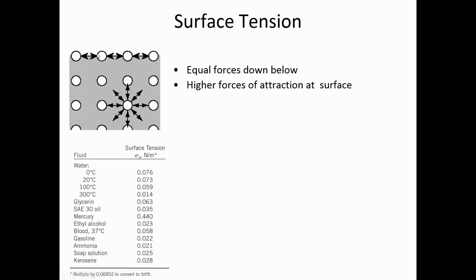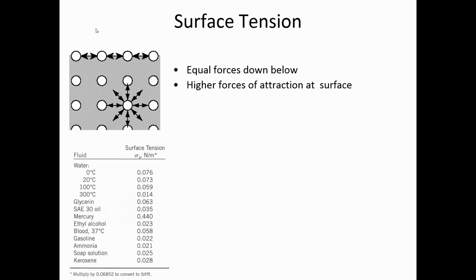But at the top, there's nothing above those water molecules for it to express its bond with. And so the bond it has with the molecules on either side, front and back, is relatively larger than the ones that are below the surface. And so these molecules at the surface are more tightly bound together than the ones beneath the surface. Does that make sense? Any questions about this?